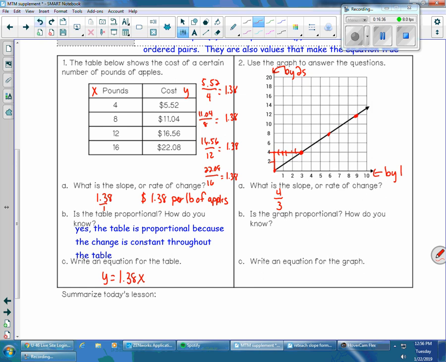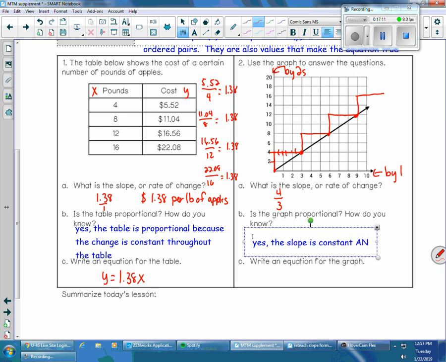4 over 3. Now, if my graph is proportional, I will be able to repeat that and still be on my line. So can I go up 4, 2, 4, and then run 3? Up 4, run 3, yep. And I would say if the graph would keep going, that ladder or those triangles would continue going on. So is the graph proportional? Yes. The slope is constant. And the graph is going through the origin.